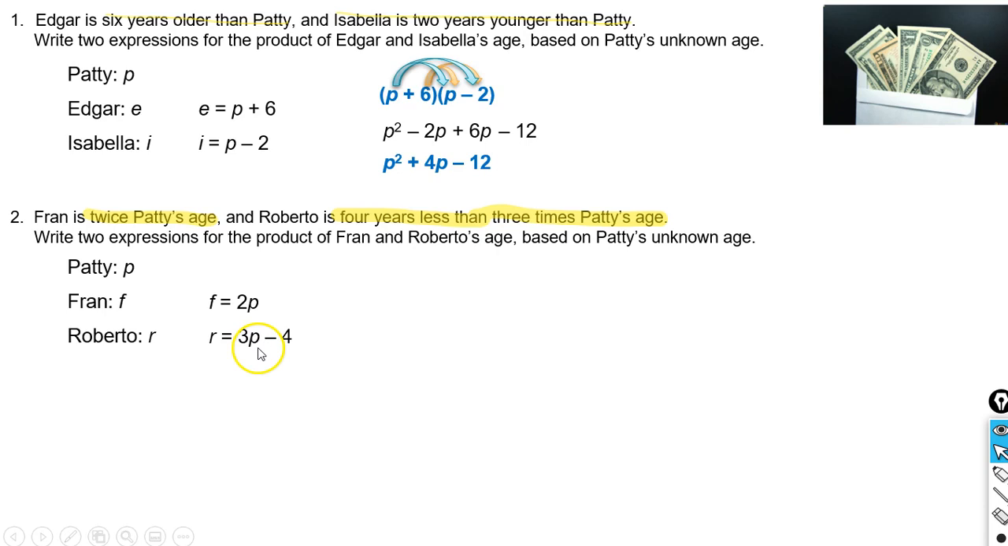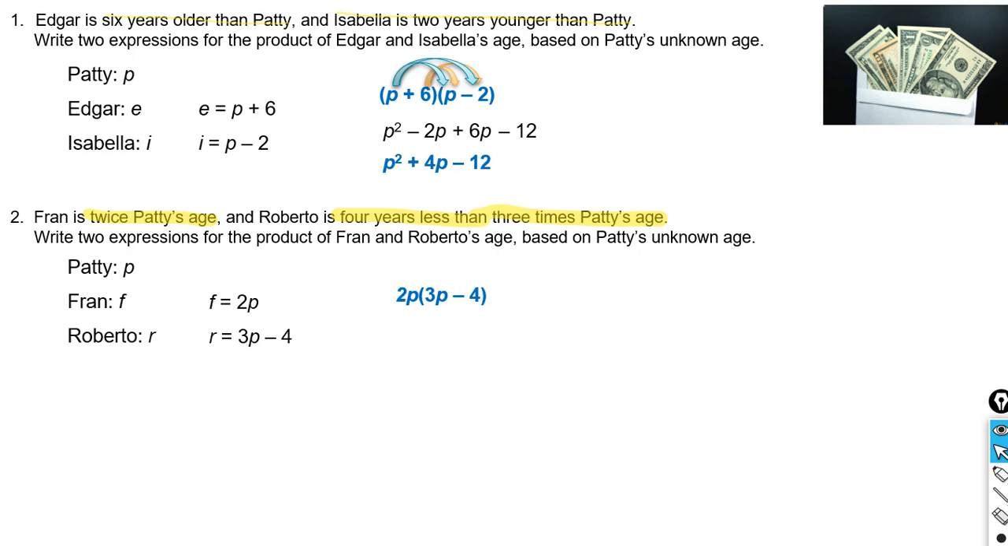3 times Patty's age minus 4. 4 less than 3 times Patty's age. And then we're going to do the same thing that we did in the previous problem. We're going to write the two expressions. We're going to come up with two expressions that represent the product of Fran and Roberto's age.